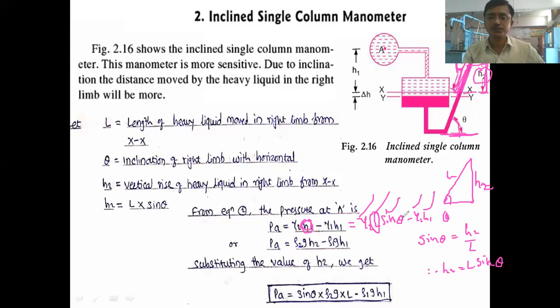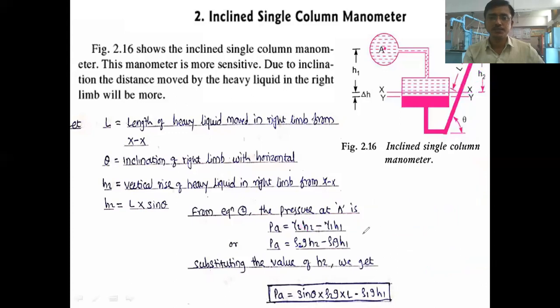This L we have to measure, and we have to put this value of L in this equation, and we can find out what is the intensity, pressure intensity inside the pipe. Okay, so this is the theory or concept of this inclined single column manometer.